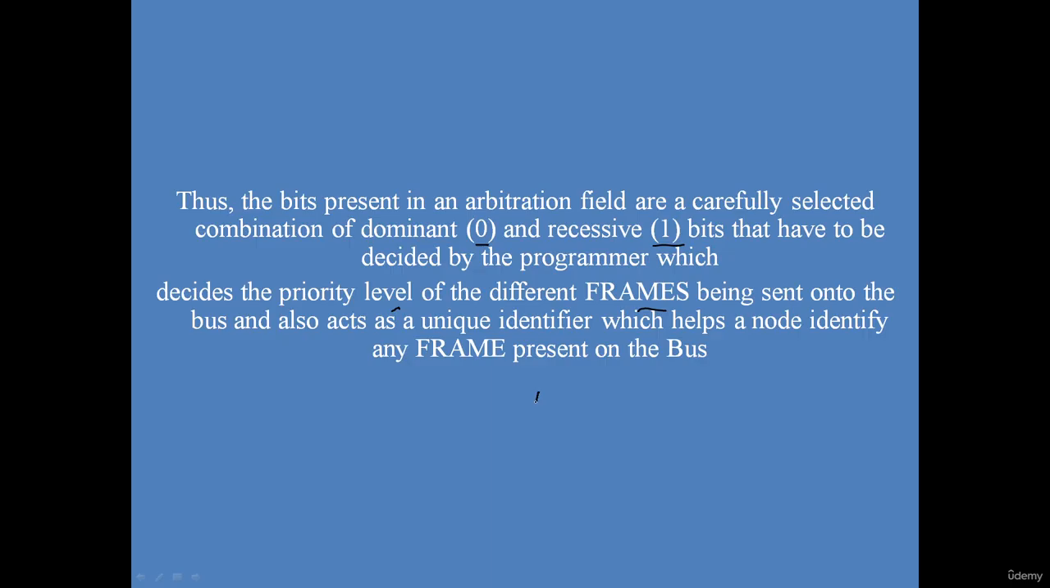So if we have two frames A and B and both are sent simultaneously on the bus, and A has higher priority than B, then A will be given priority and the frame sent by A would be processed in the case of collision. So these bits, zeros and ones, are selected intelligently by the programmer based on the priority. So this identity given to a frame is very carefully chosen.